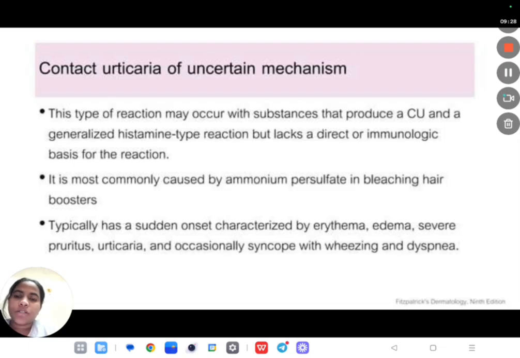This type of reaction may occur with substances that produce contact urticaria and a generalized histamine-type reaction that lacks a direct or immunological basis. It is most commonly caused by ammonium persulfate in bleaching hair boosters. The typical presentation has sudden onset of erythema, edema, severe pruritus, urticaria, and occasionally syncope with wheezing.